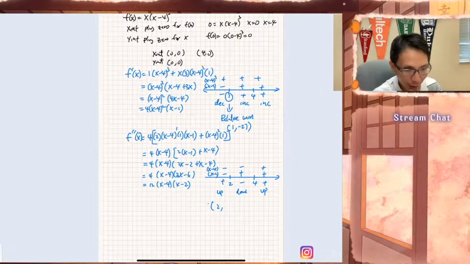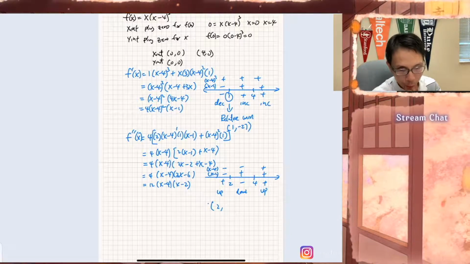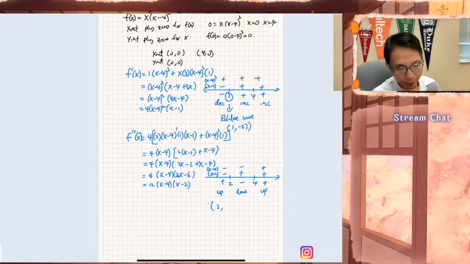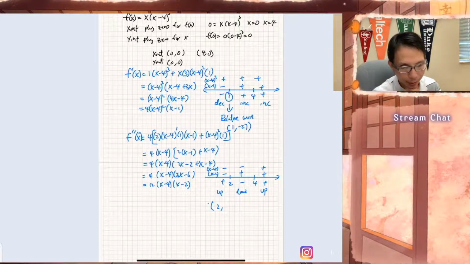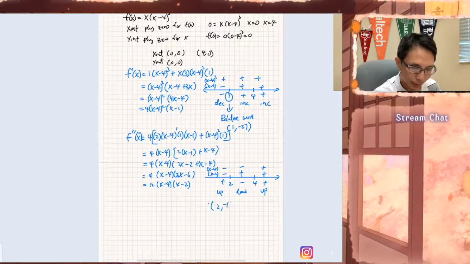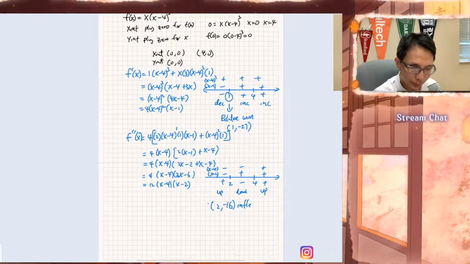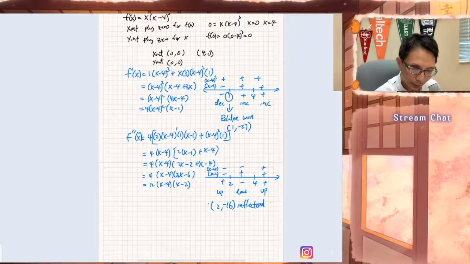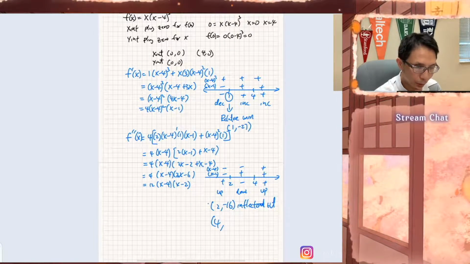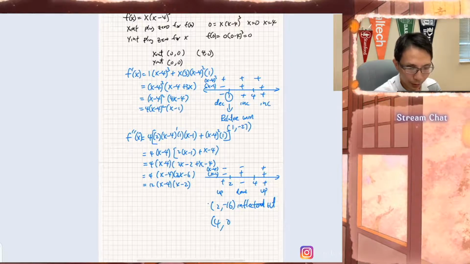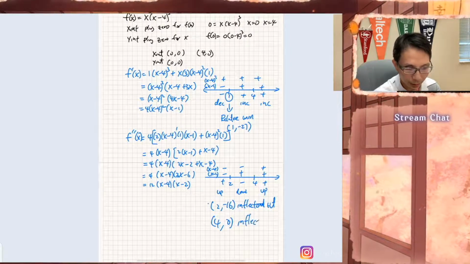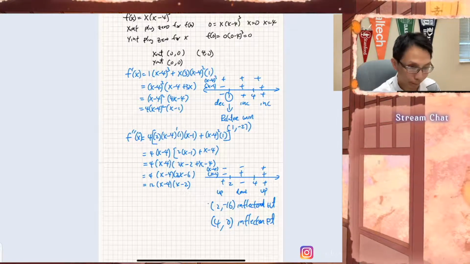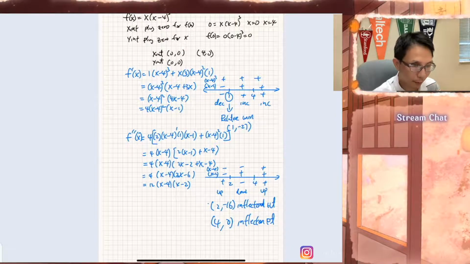If I plug in 2, 2 minus 4 is negative 2 to the third power is negative 8 times 2, negative 16. So that's an inflection point. And at 4, we don't need to plug in on that one. We already know 4 is 0. That's also an inflection point and x-intercept at the same time. We got everything we need. We got relative min, we got 2 inflection points.